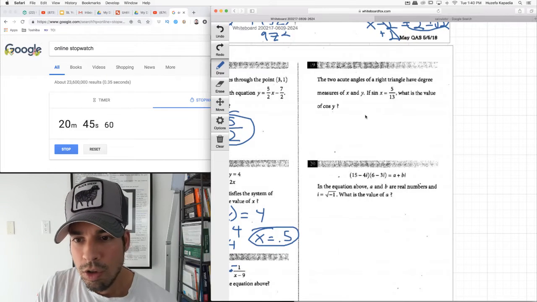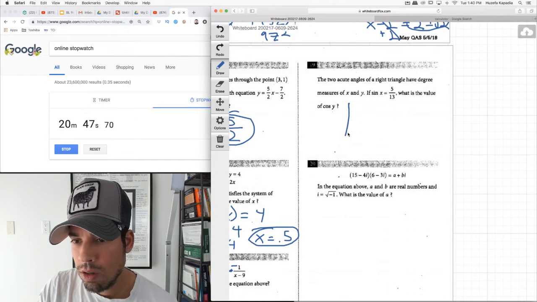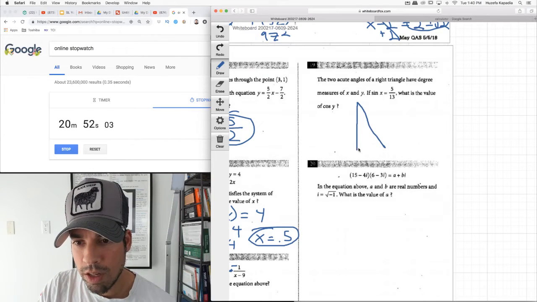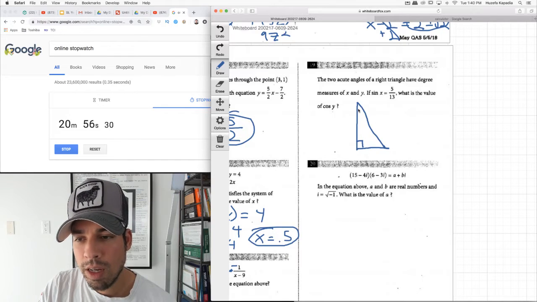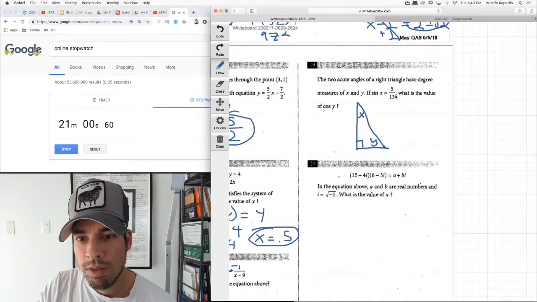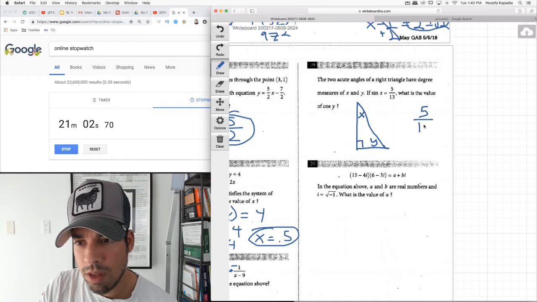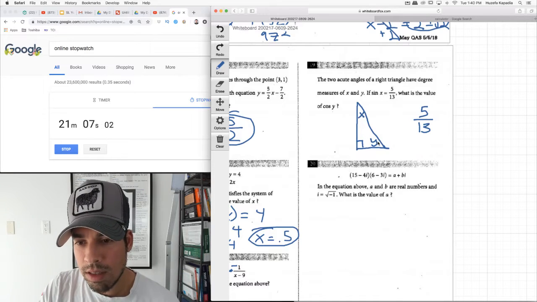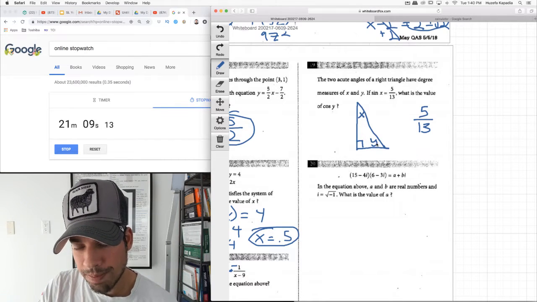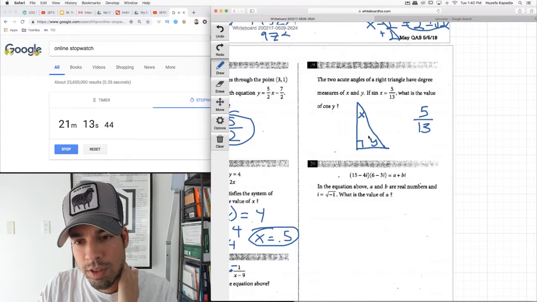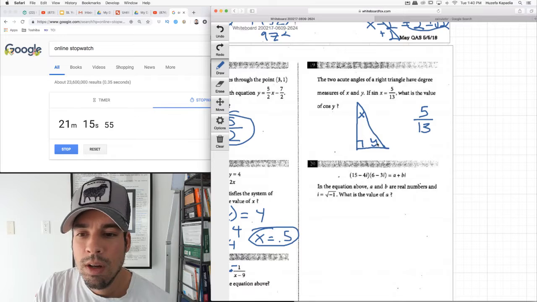2 acute angles of a right triangle. What do I say? Immediately draw that right triangle, right? 2 acute angles of a right triangle have degree measure x and y. If sine, it's the same thing. It's 5/13. This is the theorem, that sine of x, sine of y, the complementary angle, has to be, sine of x is equivalent to cosine of y if these are complements. But I can prove it to you.